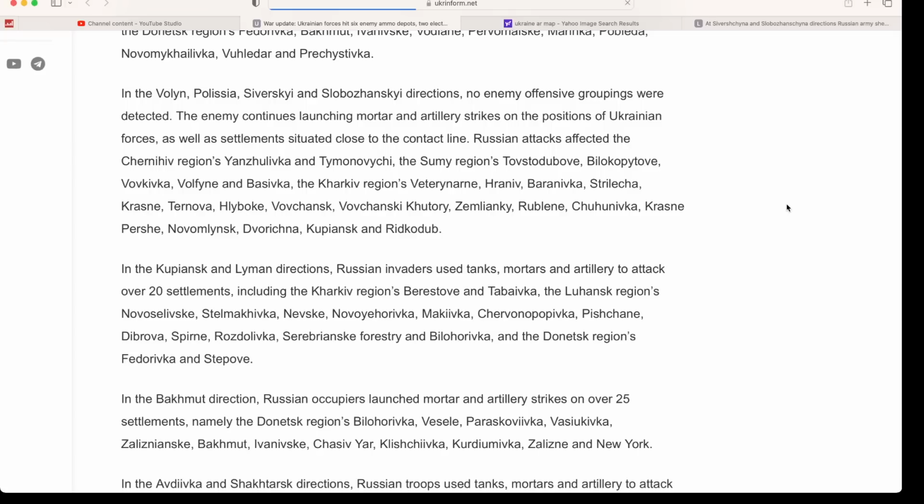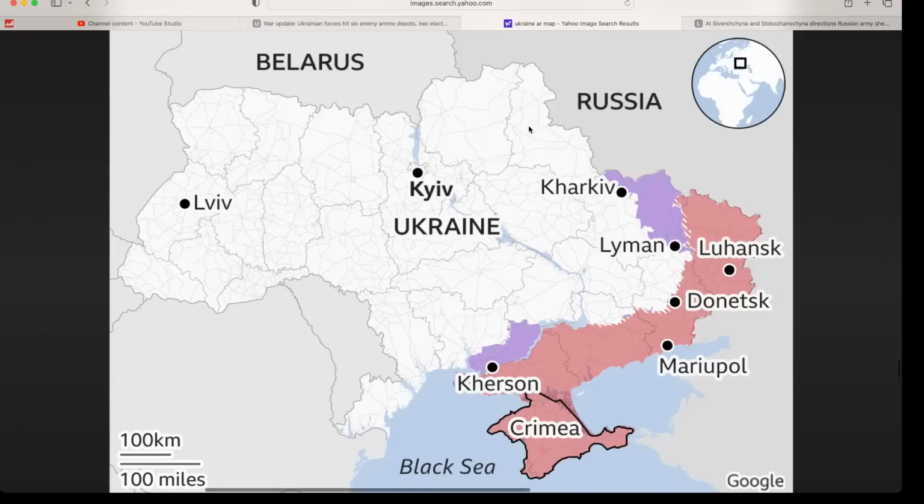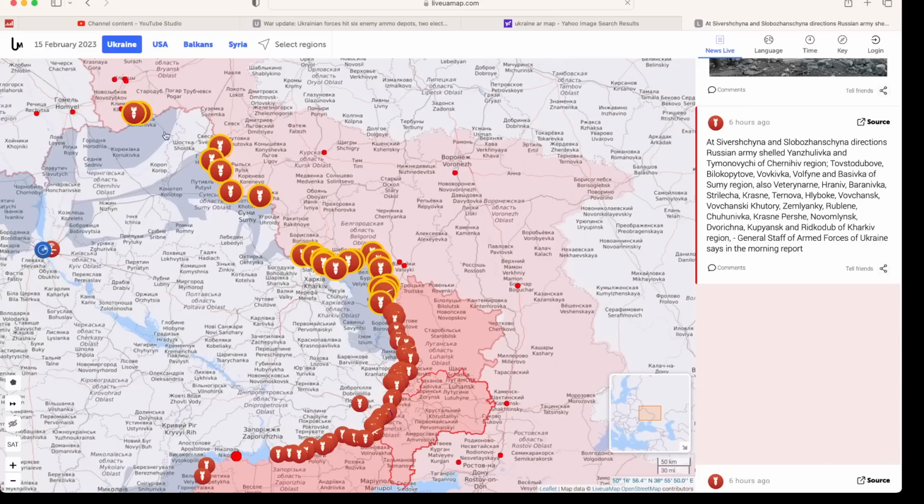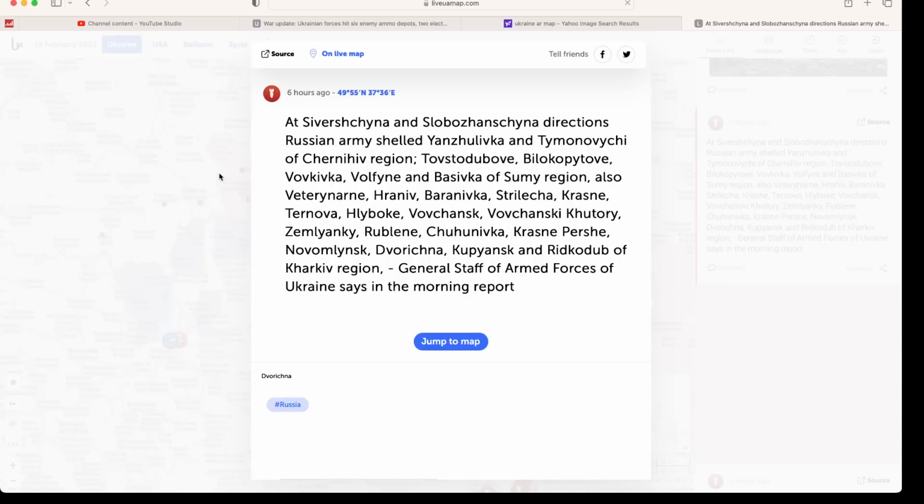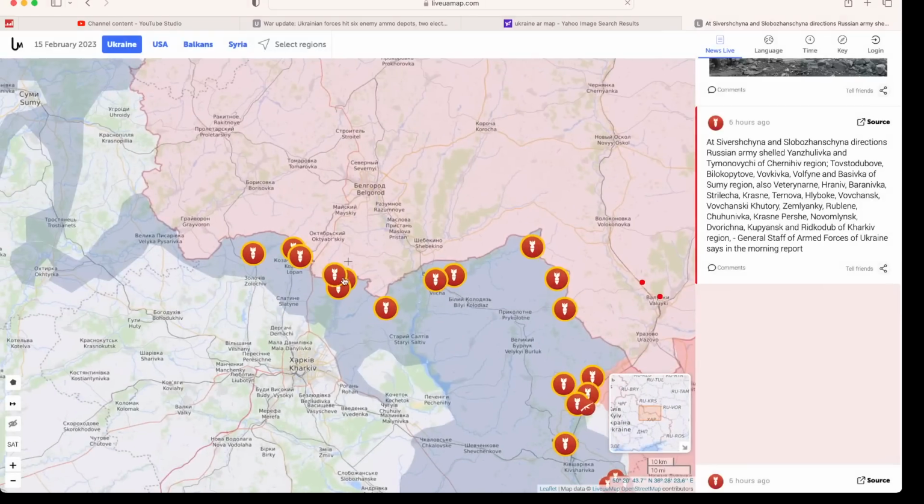In the Volyn, Polisia, Siversky, and Slobozansky directions, no enemy offensive groupings were detected. The enemy continues launching mortar and artillery strikes on the positions of Ukrainian forces, as well as settlements situated close to the contact line. Russian attack affected the Chernihiv region. So Chernihiv region is the one right here. So it is probably here somewhere right here.